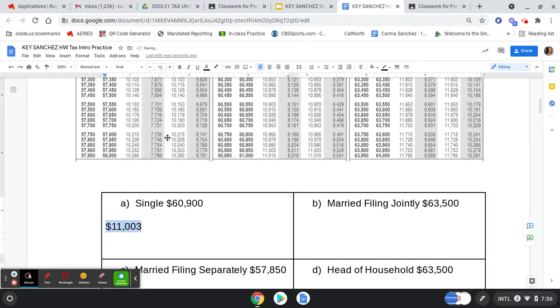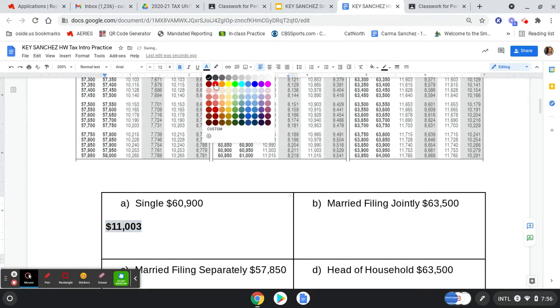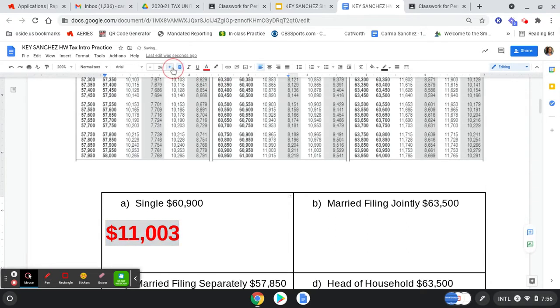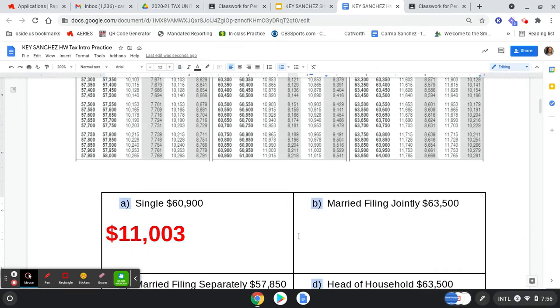So notice it has to be in that second to last row because it's got to be at least 60,900. So it's got to be over here on this side, not the third to last row because that's less than or equal to that number. Okay, let's go do the next one.